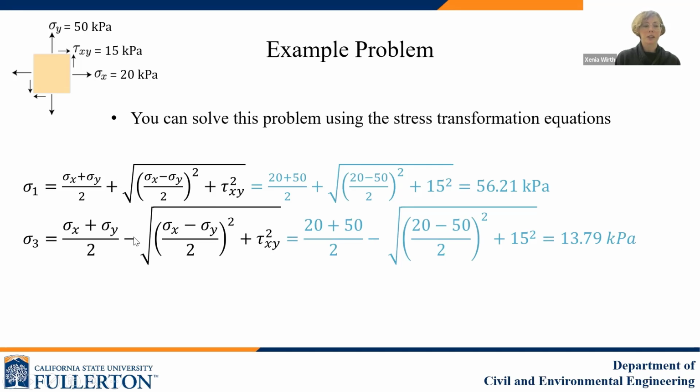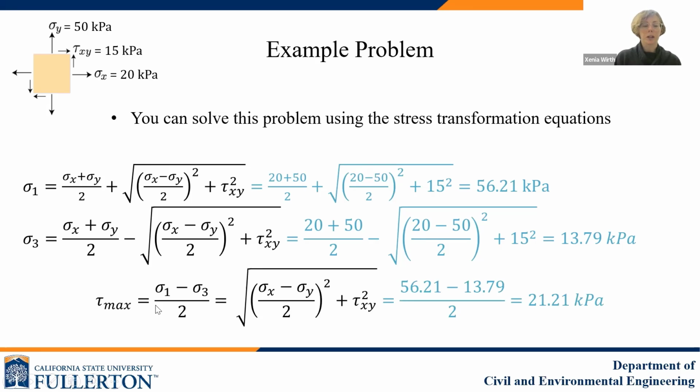I can do the same thing for my minor principal stress. The equation changes slightly because you have a negative in front of the square root, but you use a similar procedure to get the answer of 13.79 kPa for my minor principal stress. I can also use either what I know of my principal stresses now or what I know of my initial stress state to determine my maximum shear stress acting on this body. And at some rotation of this body, my maximum shear stress is going to be 21.2 kPa.